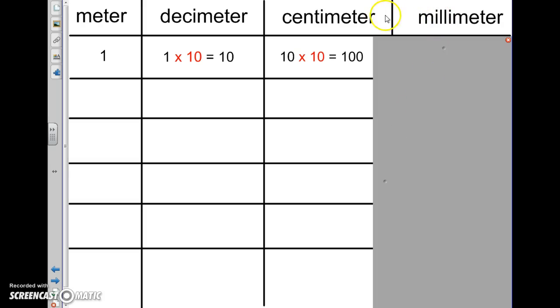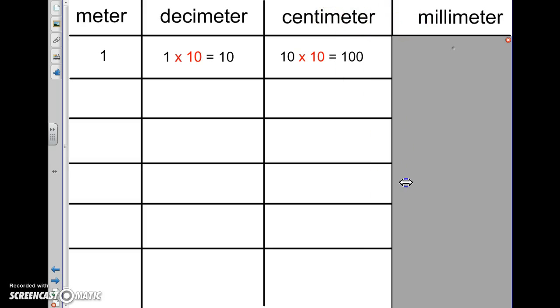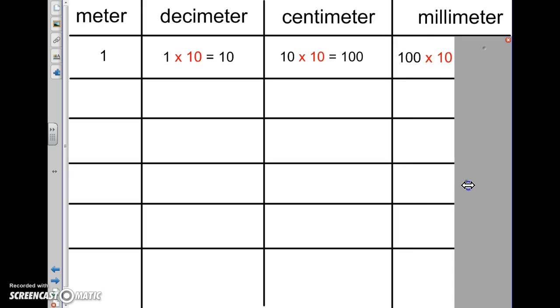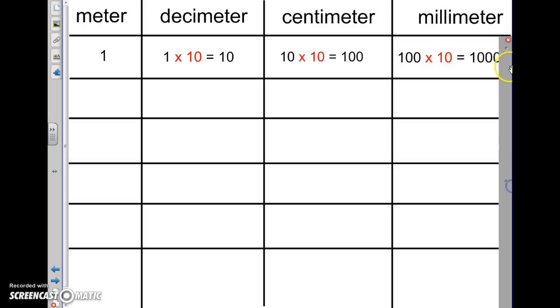So millimeters, the same thing. There's going to be 10 times as many millimeters as centimeters. So we're going to take, how many centimeters do we have? 100. We're going to multiply that by 10, and then that will give us 1,000. So there's 1,000 millimeters in a meter, so that tells you that milli is Latin for thousandths.